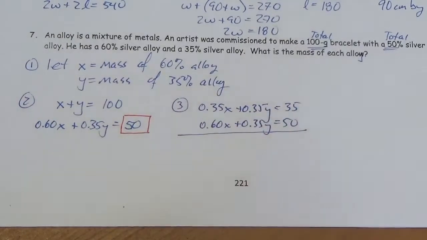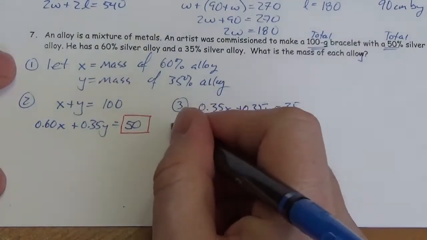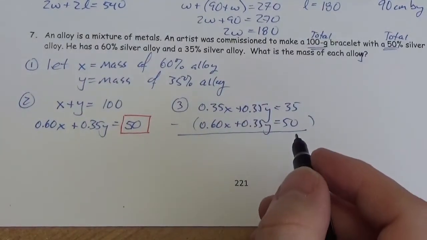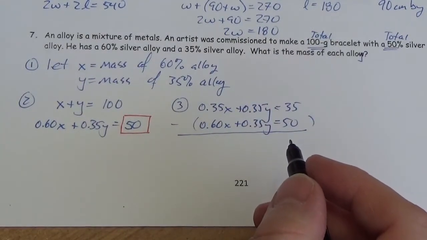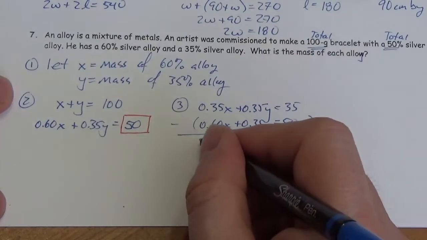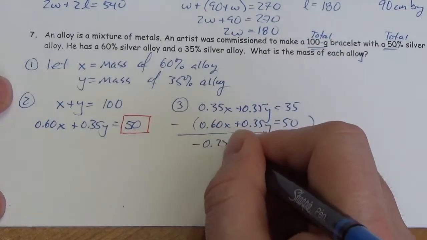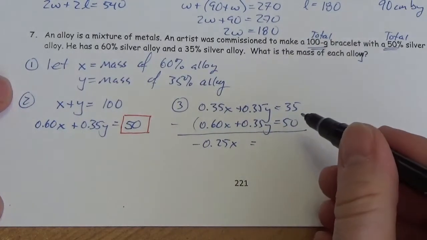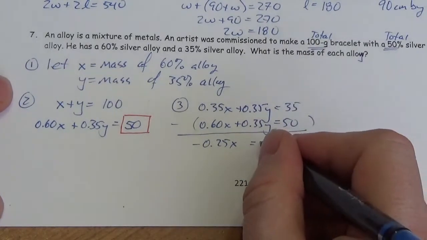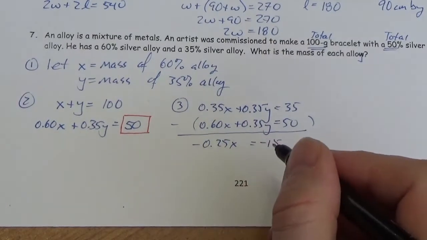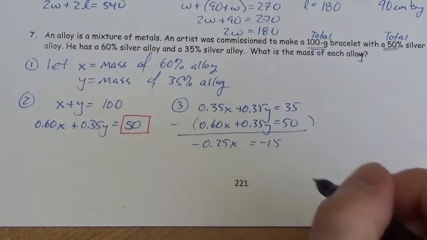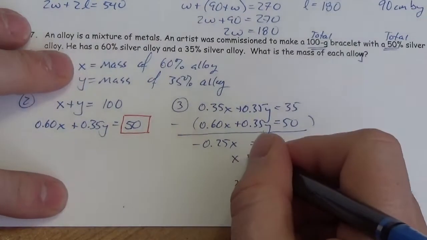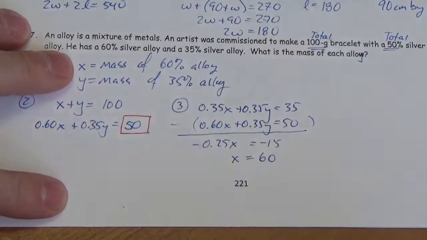Okay, now, if I subtract, those y terms are going to go away. And I'm going to get 0.35 minus 0.6 will equal negative 0.25x is equal to, and then 35 minus 50 is going to end up being negative 15. And so negative 15 divided by negative 0.25, x is going to equal 60.